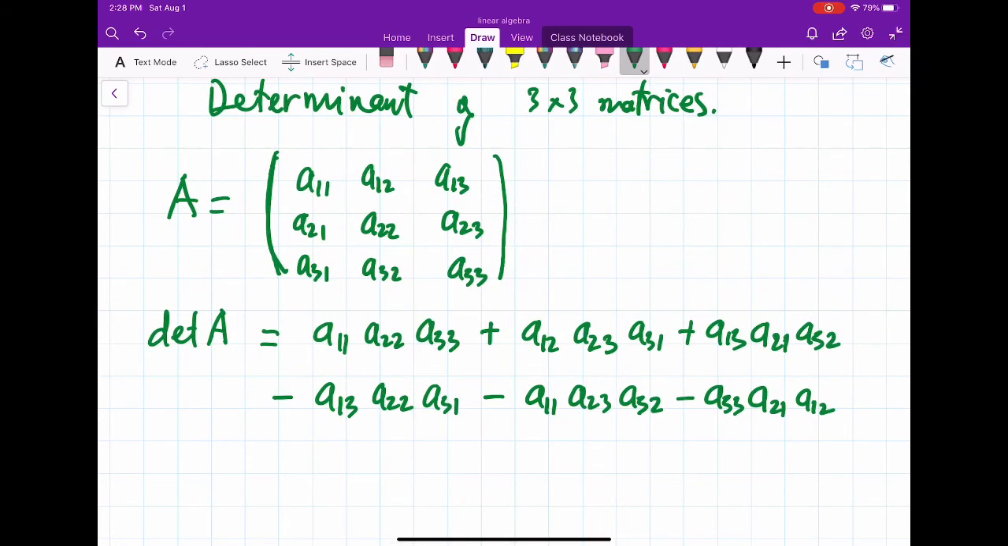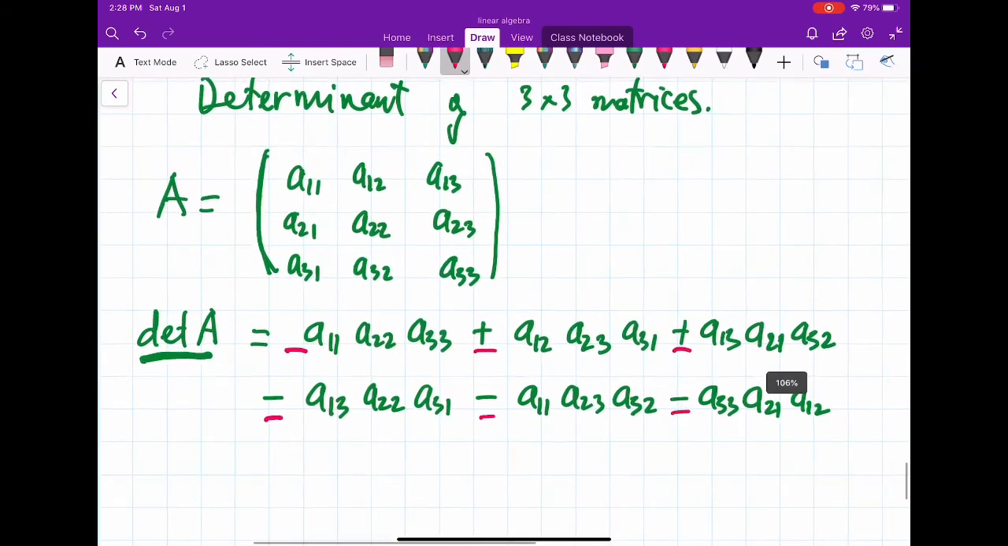Why can I write that very fast? Because I use diagonals in this case. So you can see the determinant of A has 6 terms, 3 terms with positive signs and 3 terms with the negative signs. So how can we determine that?